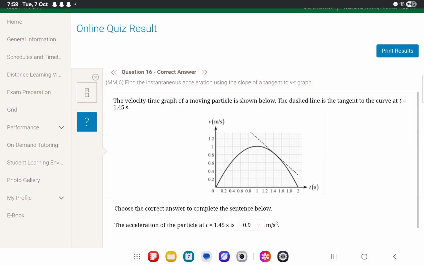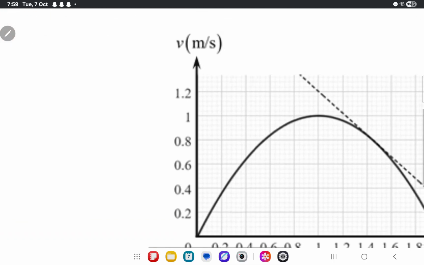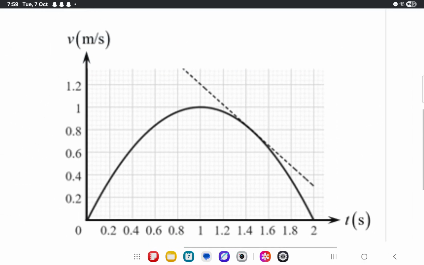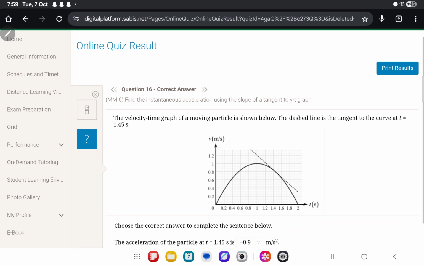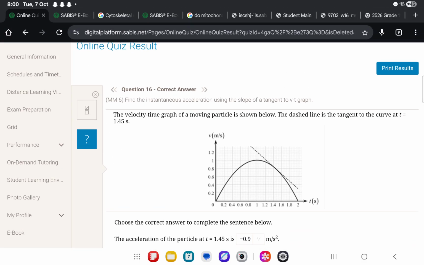Okay, question 16. For this one, the acceleration of the particle at t equals 1.45 seconds. So we have the tangent here. We have this point here. And I need to zoom in. This is not very nice, so I can hardly see my axis. So I have this point, and actually they have another point given for me, no? They give me the points. The velocity time graph is okay.